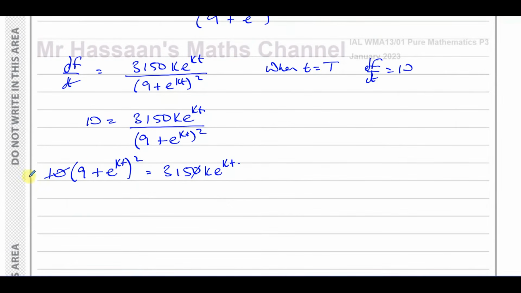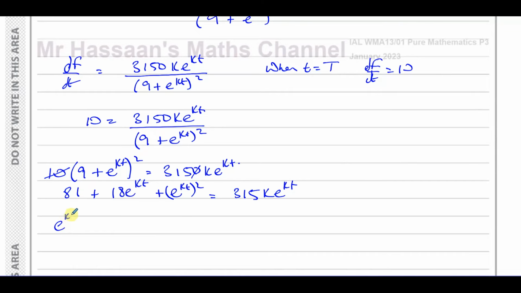So we have to expand this bracket. This is going to give me 81 plus 9 times this times 2, which will be 18 e to the power of kt, plus e to the power of kt all squared, equals 315 times k e to the power of kt. So we're going to have some sort of a quadratic here.